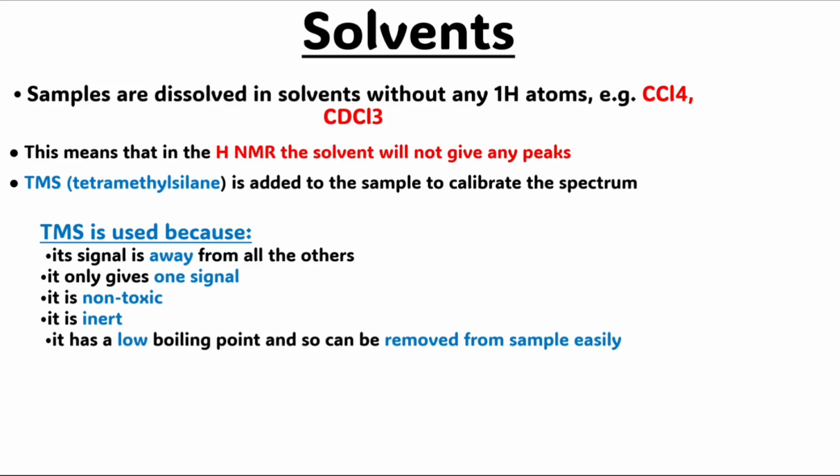So I would remember it only gives one signal, it is non-toxic, it is inert, meaning it's unreactive, and it has a low boiling point, so it can be removed from the sample easily. And you have to know what it looks like as a structural formula. So that is what tetramethylsilane looks like.